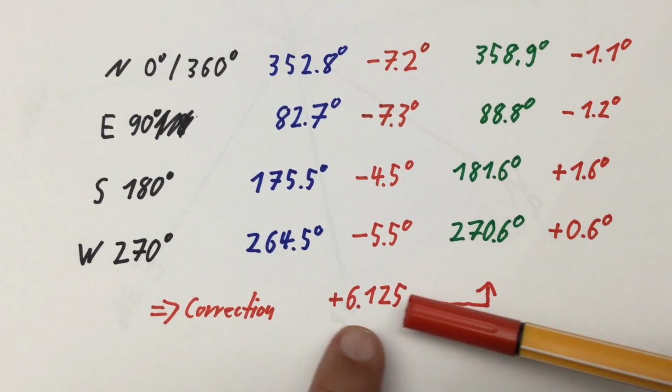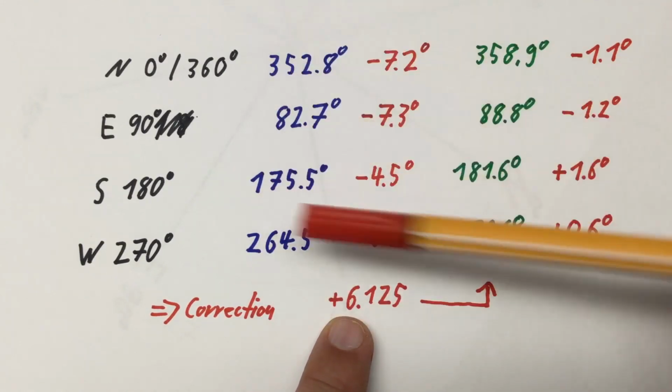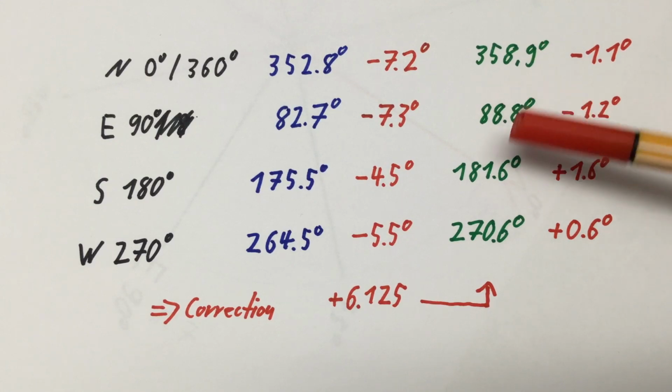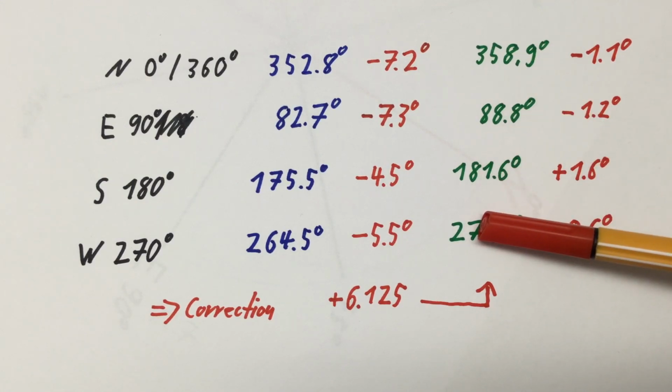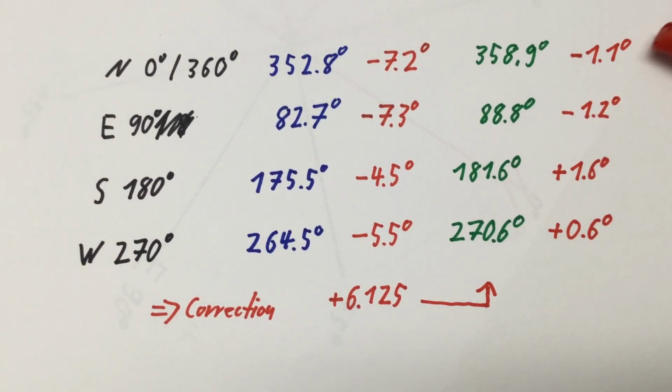But if we average the errors and then change the sign, we get a correction factor of 6.125. And if we apply that correction factor, just plus, to our measured numbers, we get these compass directions. And if we calculate then the error, that looks much better. So maximum 1.6 degrees, minimum -1.2 degrees.